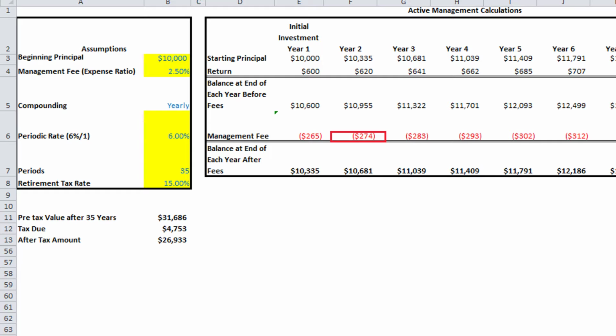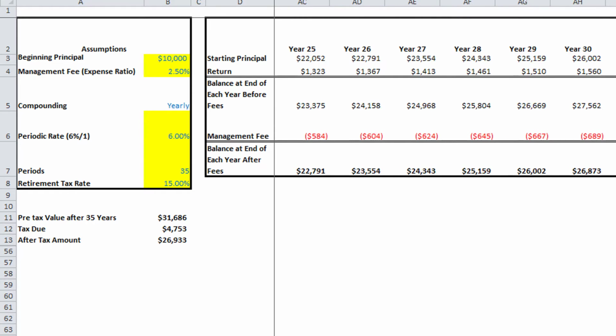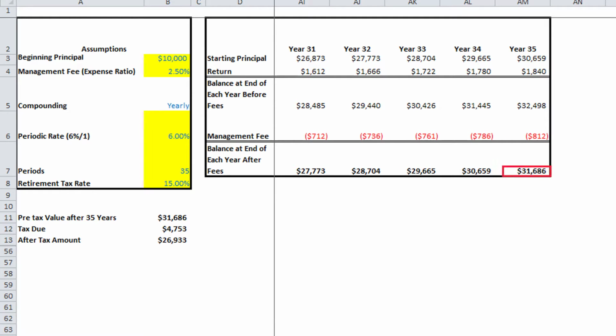And this brings the total amount of the investment after fees at the end of the second year to $10,681. Now, this is going to continue every year for 35 years. And you can see at the end of 35 years, the total before-tax account balance will be $31,686.